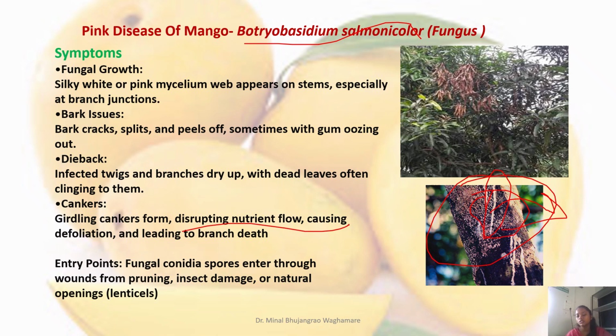In this, secondary infection is transferred by conidia, and it can enter a plant through wounds or from pruning, insect damage, or natural openings.